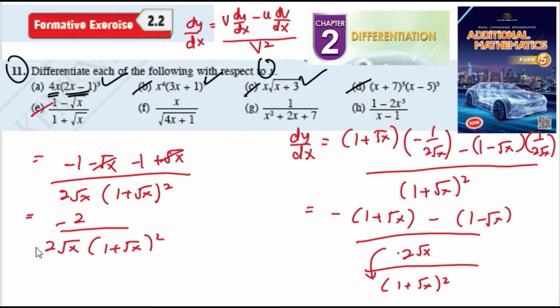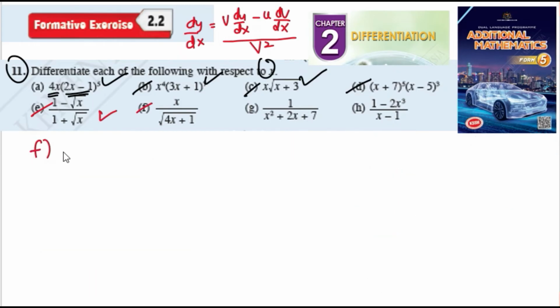So we see here 2 and 2, you can get 1. So which is equal to negative 1 divided by root x times 1 plus root x squared. So x divided by cube root of 4x plus 1. So here x is equal to 4x plus 1 power of half. So this one is u, this one is v.